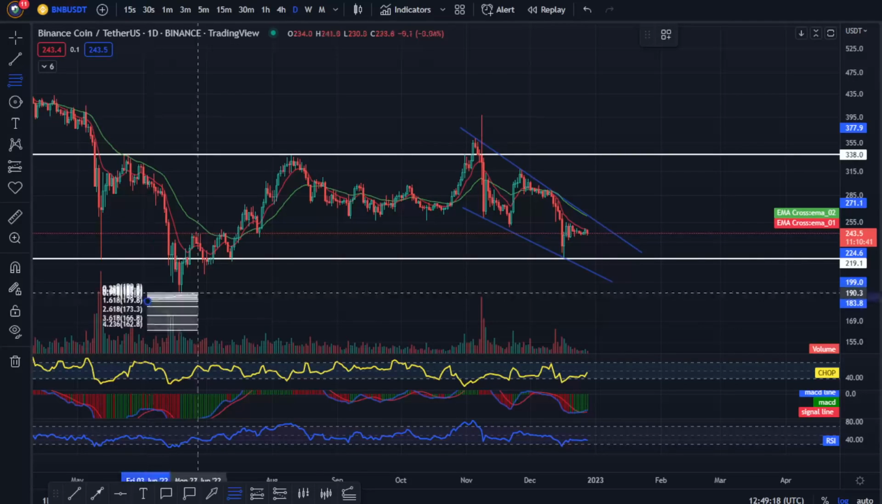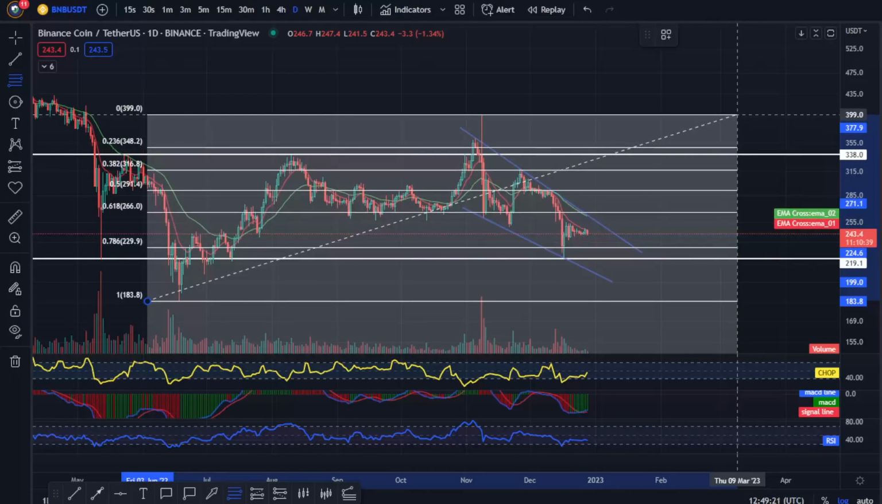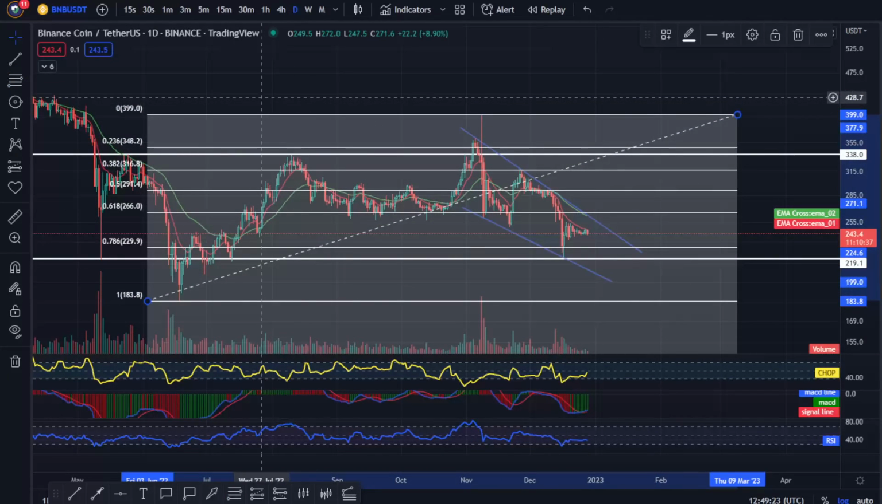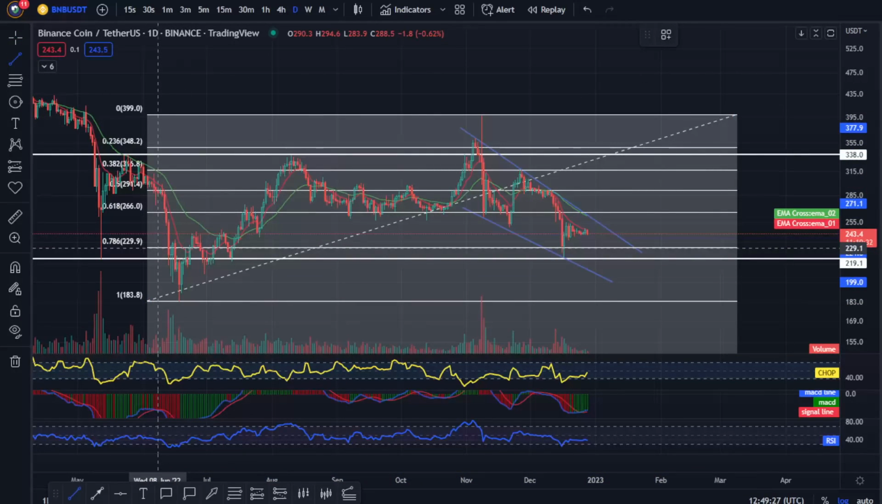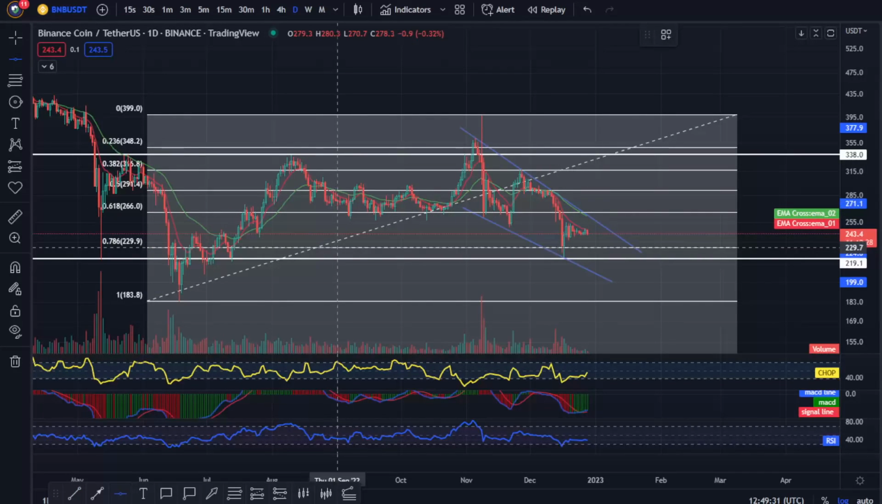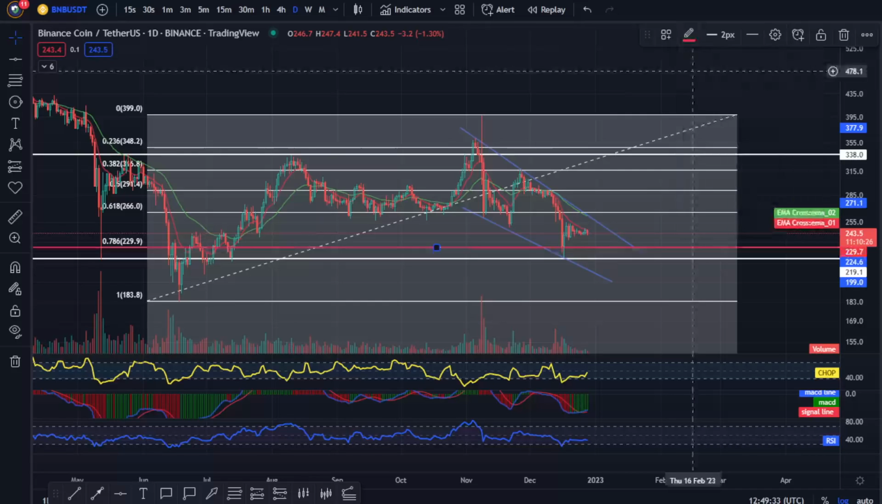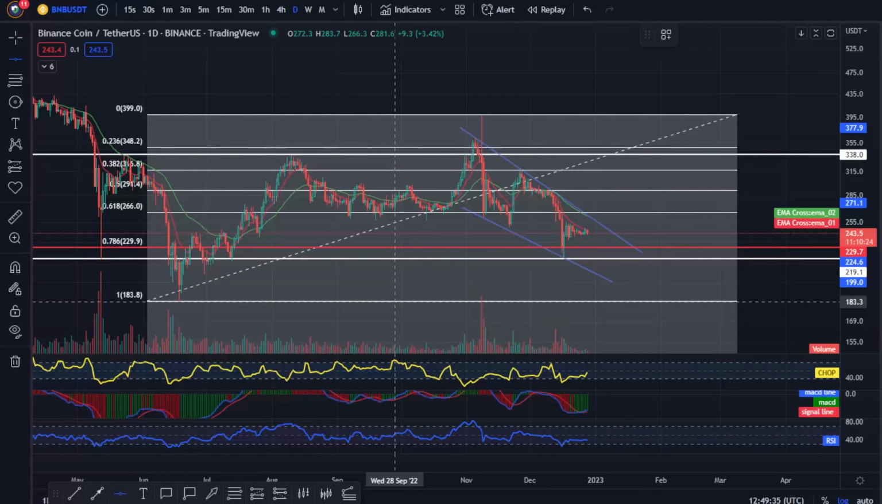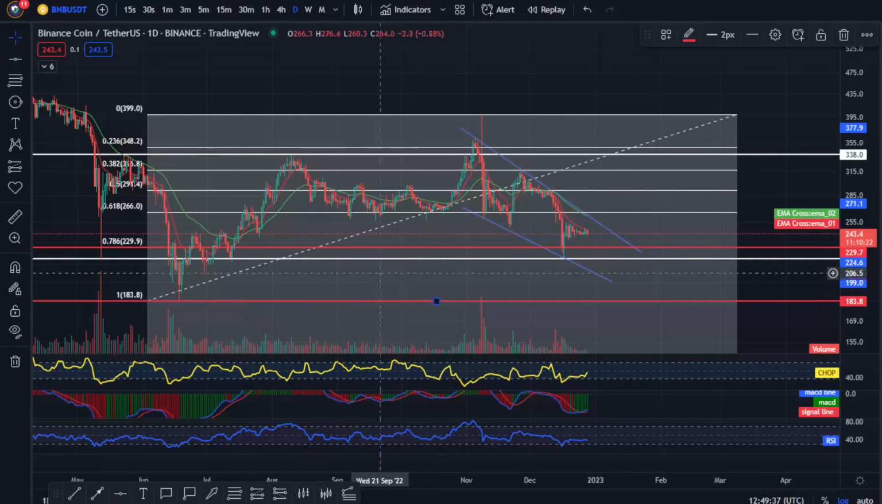Now let's move on to marking the support that we should take into account when the price starts to fall. And here we see that we have the first support at the price of $229.70, but if the price drops lower, we have the next support at the price of $183.80, which is the place of the previous price low.